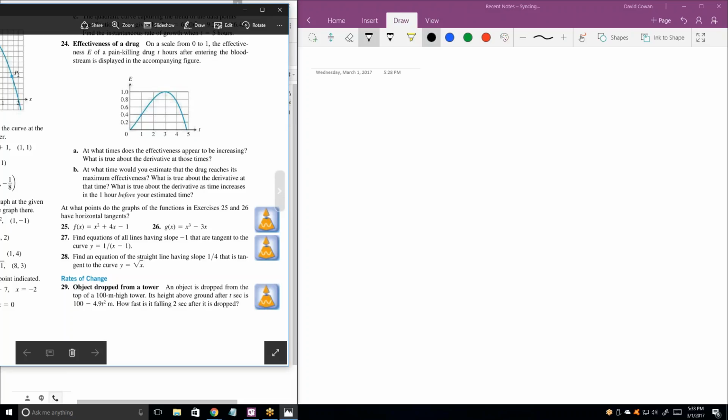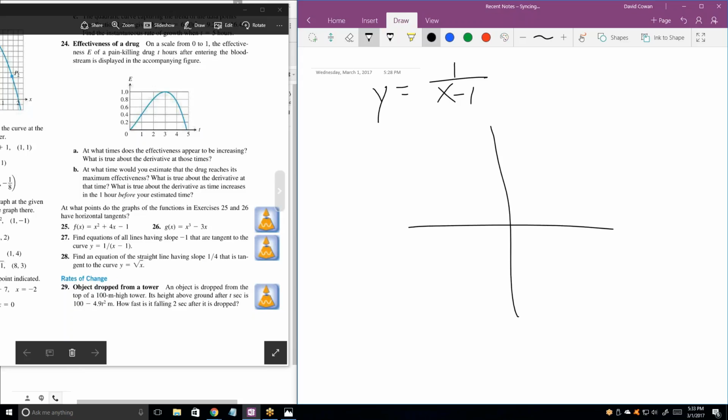Let's first graph that, which will illuminate the thing a little bit. Would it be a hyperbola? Yep. With its vertical asymptote shifted which way? 1 to the right. Okay. So there's my vertical asymptote.